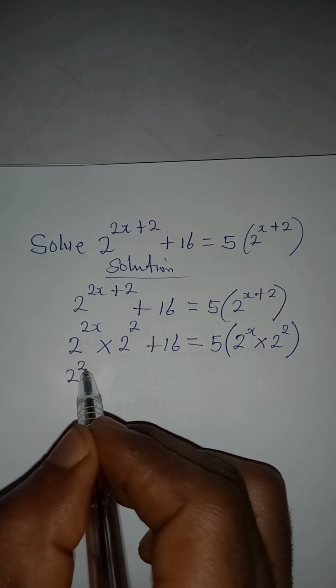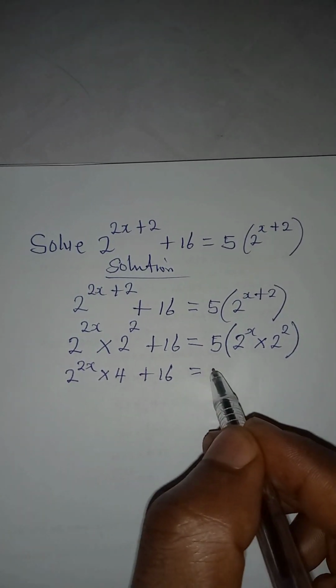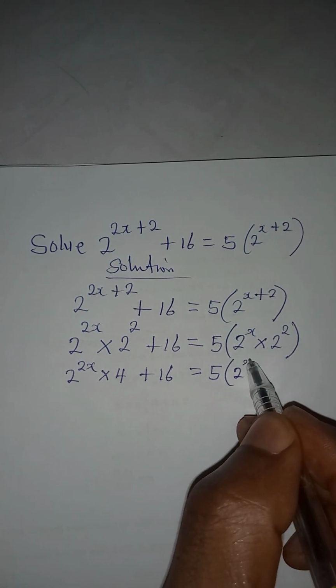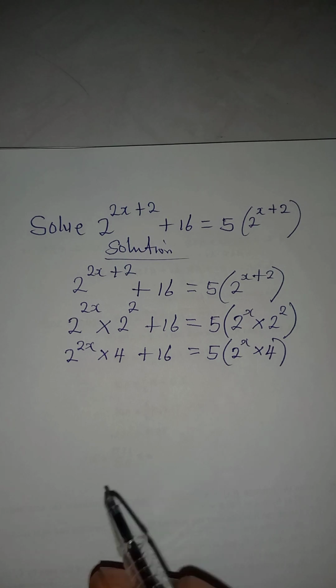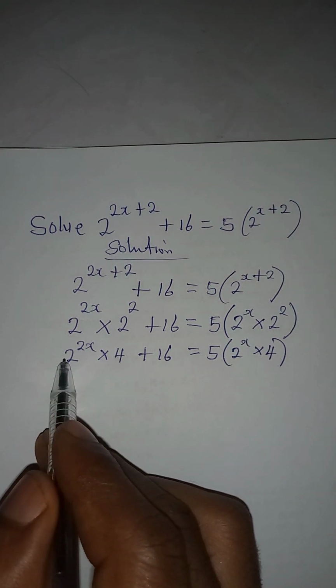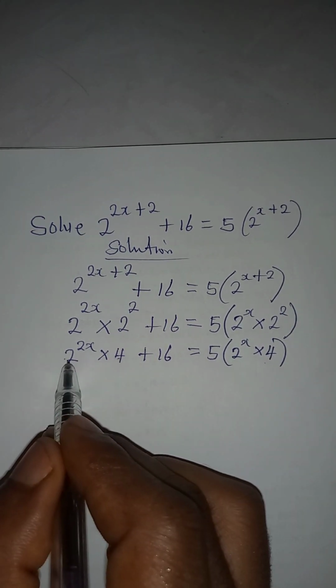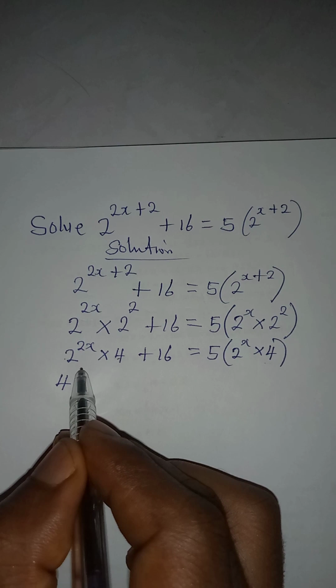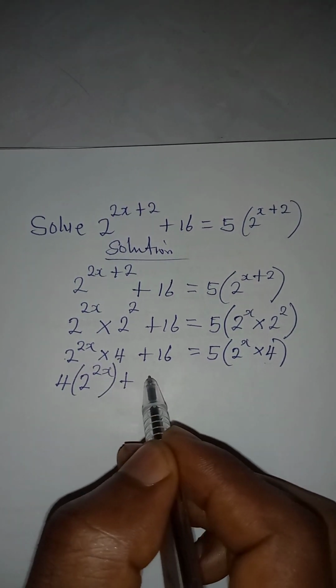We have 2 raised to the power 2x multiplied by 4, then plus 16 equal to 5 into brackets 2 raised to the power x multiplied by 4. Okay, so this is one step that I have taken. Now the next thing I'm going to do is to bring this to multiply this and then multiply this as well. So I'll have 4 multiplied by 2 raised to the power 2x to give me something like this: 4 into bracket 2 raised to the power 2x, close the brackets, then plus 16.